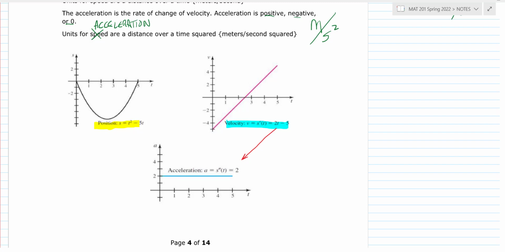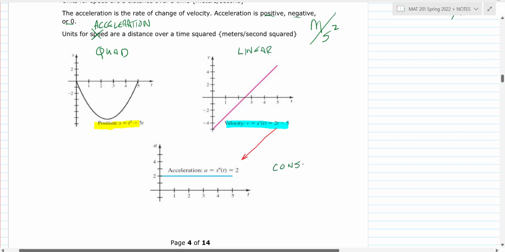So thinking about how this goes, first of all, this is quadratic, this is linear, and then this is constant. That's because we're doing derivatives, and if you had something like x squared, then you have 2x, then you have 2. So you have a quadratic, then you have a linear when you do the first derivative, and then you have a constant when you do the second derivative.